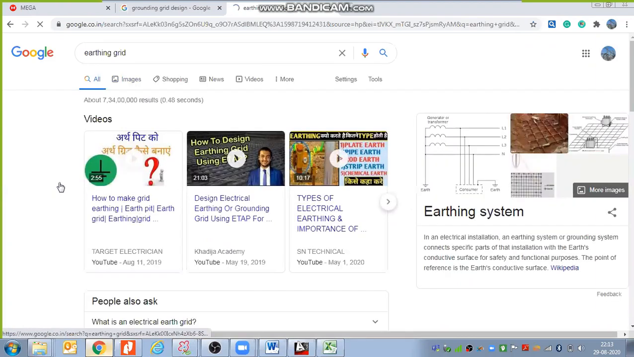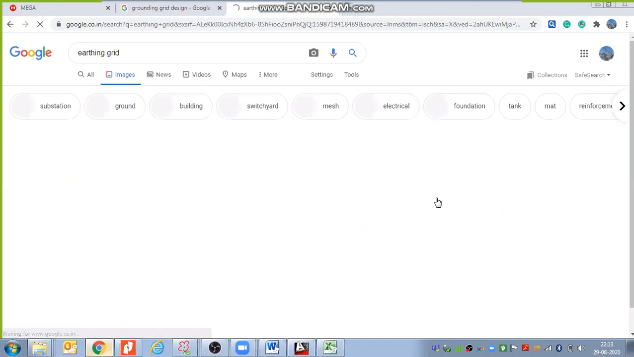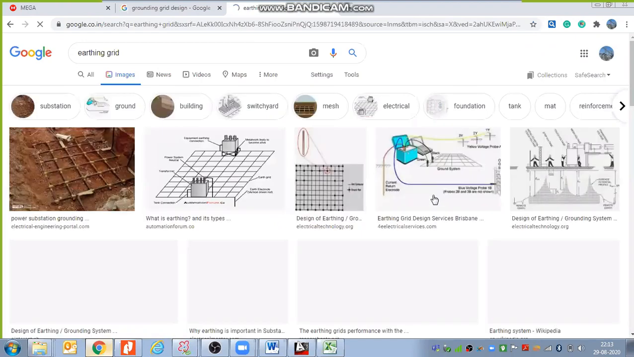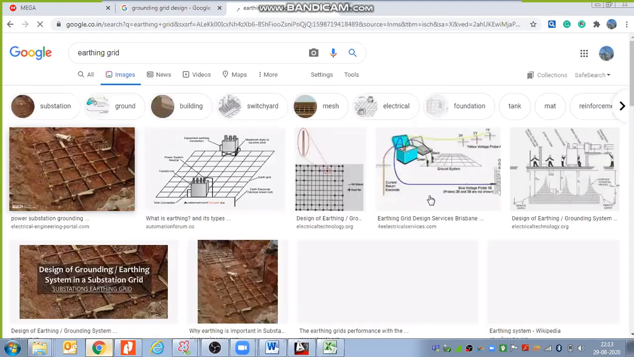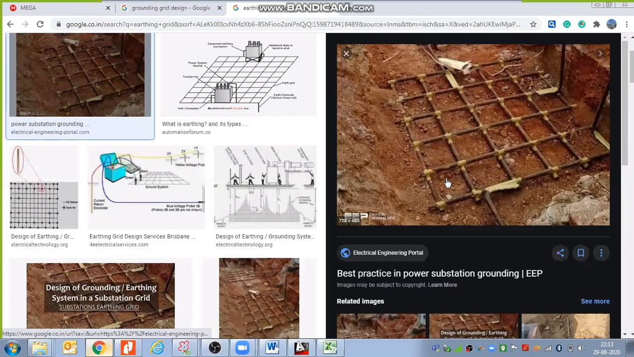So when this rod is coming, because this rod is the conductor, the conductor has the higher voltage, and this soil again has the lower voltage or zero voltage, or the voltage will reduce in the soil, then again it will increase.